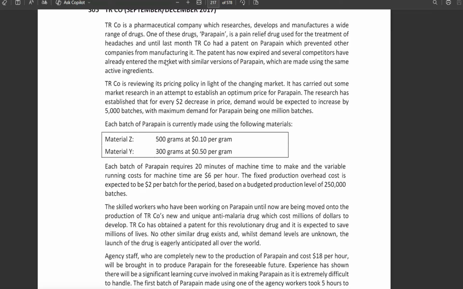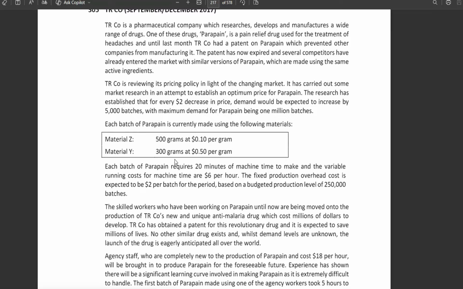TR Company is reviewing its pricing policy in light of the changing market. It has carried out some market research in an attempt to establish an optimum price for Parapain. So now TR Company is planning to recheck the pricing policy of this drug, and they started to carry out market research to find the optimum price.